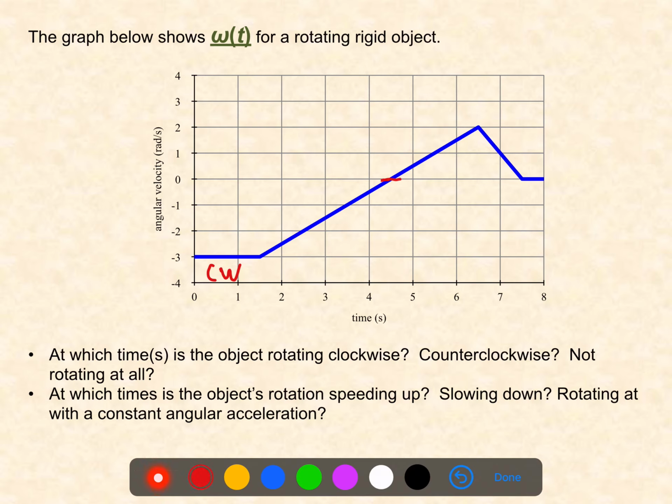Here, however, it's becoming less and less negative all the way up to when it gets to 0. It's becoming less and less negative, meaning that the angular velocity in the clockwise direction must be slowing down. When it crosses 0, it has to be changing directions, right? Because now we're going to have positive angular velocity, which corresponds to counterclockwise rotation. Okay, and notice that it's becoming more and more positive, so it's getting faster and faster. It is speeding up in the counterclockwise direction.